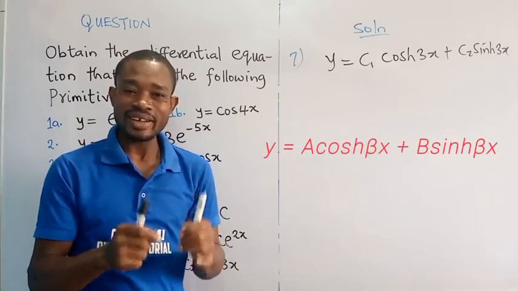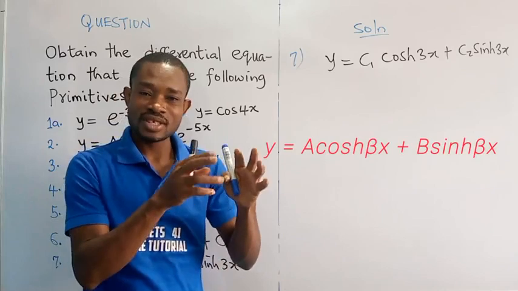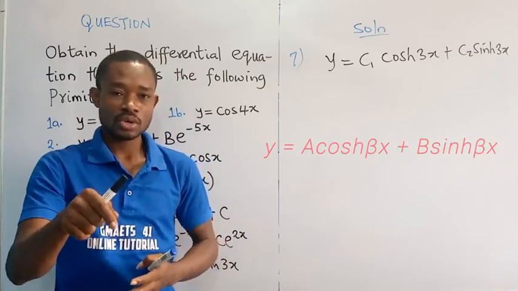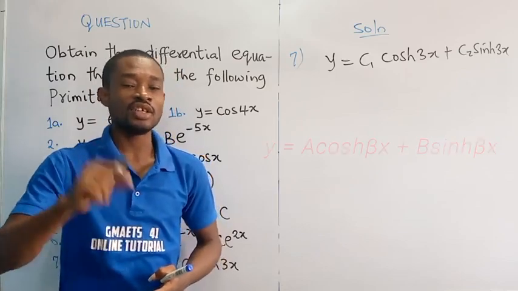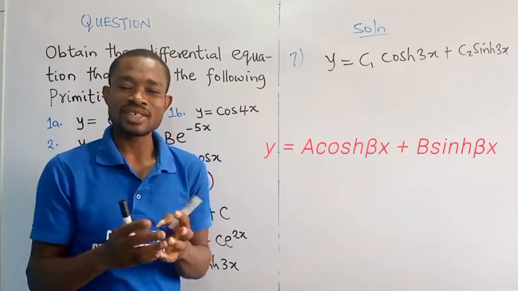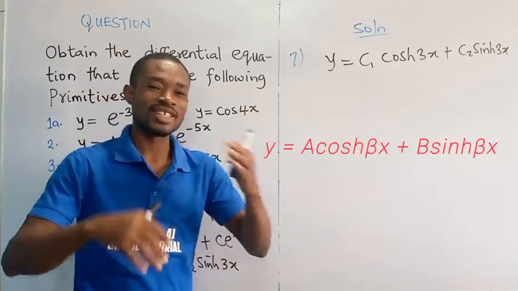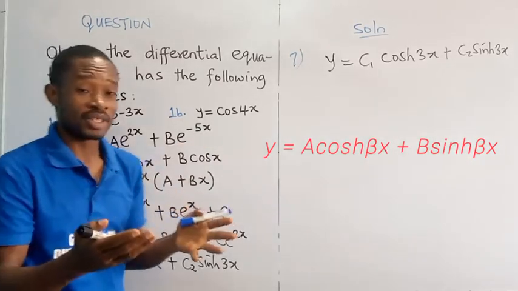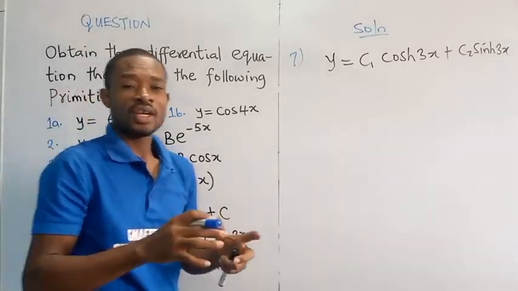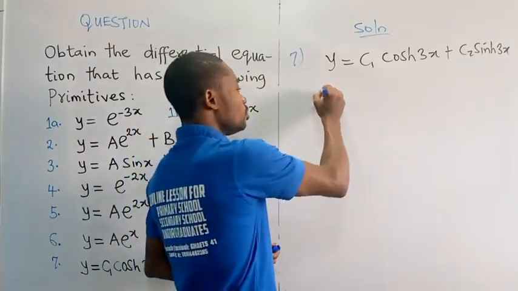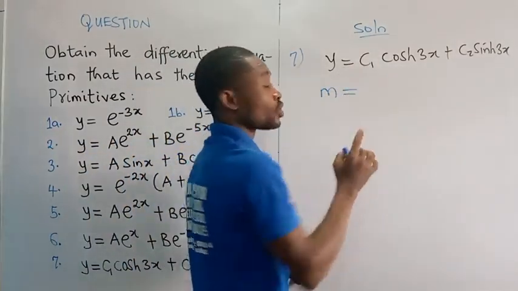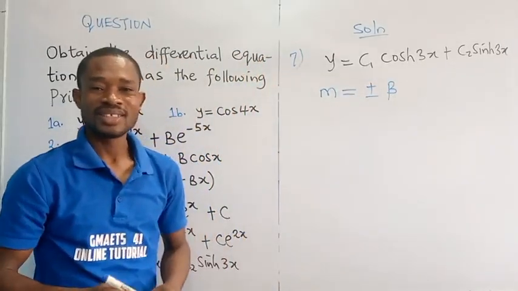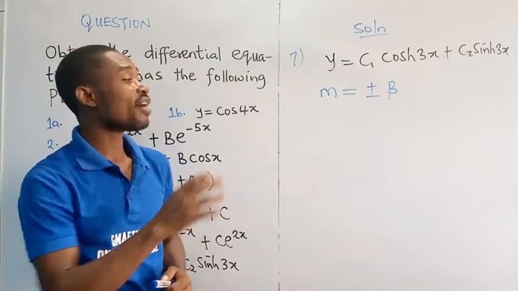I also want to state clearly that the auxiliary equation of this form of solution only has the real part in its root. There is nothing like an imaginary part in the root of that auxiliary equation. So you don't expect anything like i, just like you saw in our previous class in the case of trigonometric function primitives. Here, take note that the root of the auxiliary equation in this case will simply be plus minus beta. There is nothing imaginary there. We only have real numbers in this case.